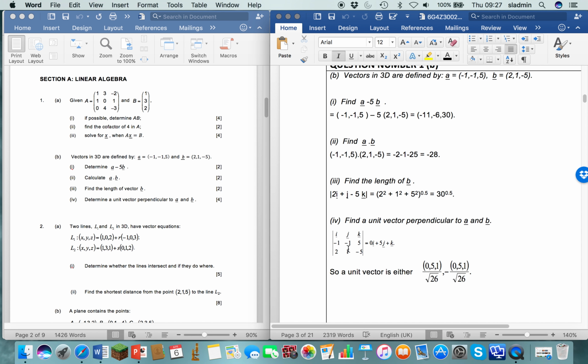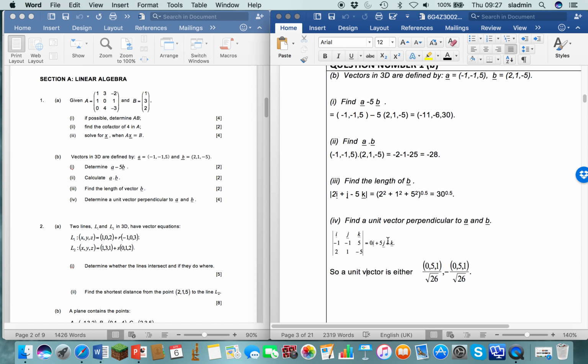For the i component, we have 5 take away 5, so the first component is 0. For the j component, we have a 5 and then minus 10, which is minus 5, but because it's the j, we negate that, so that gives us plus 5j. And finally, to find the k component, we have minus 1 times 1 is minus 1 plus 2, so minus 1 plus 2 gives you plus 1.